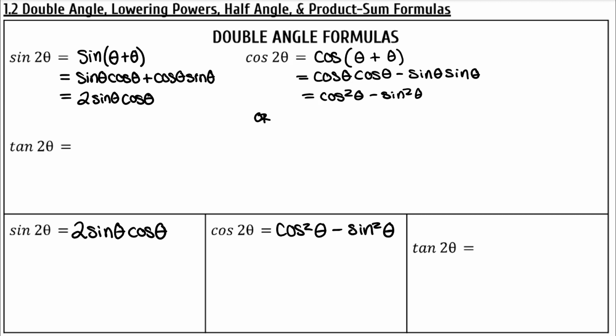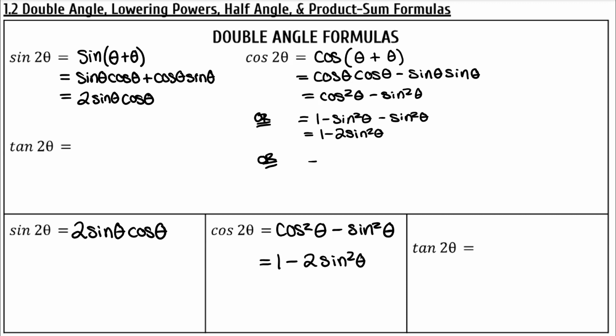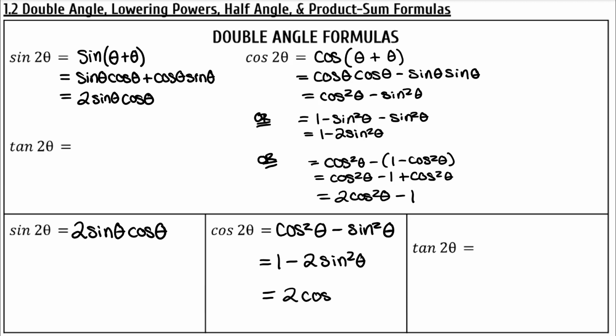So let's write some equivalent expressions for cosine of 2 theta by plugging in our Pythagorean identities. Cosine squared theta is equal to 1 minus sine squared theta, so cosine of 2 theta could also equal 1 minus 2 sine squared theta. And sine squared theta is 1 minus cosine squared theta. Distribute the negative and combine like terms. So an equivalent identity for cosine of 2 theta would be 2 cosine squared theta minus 1.